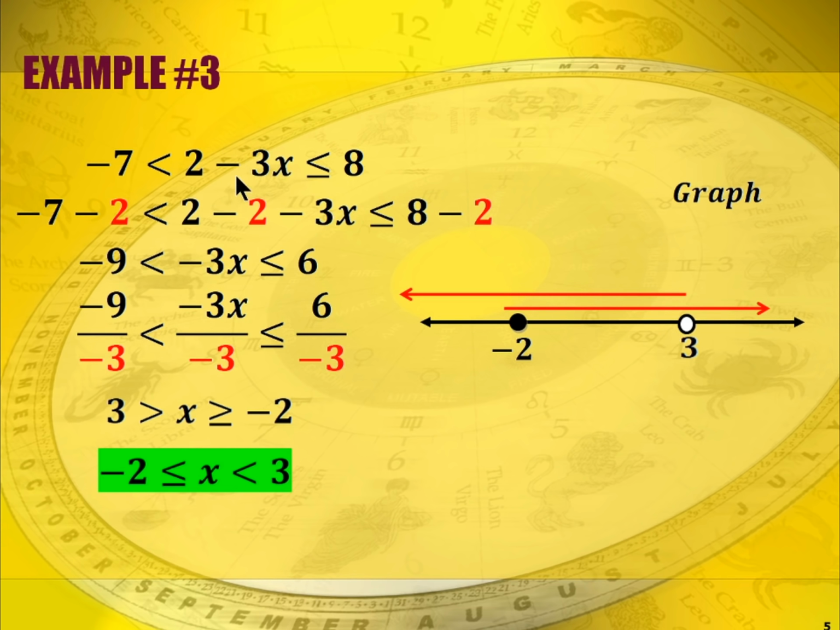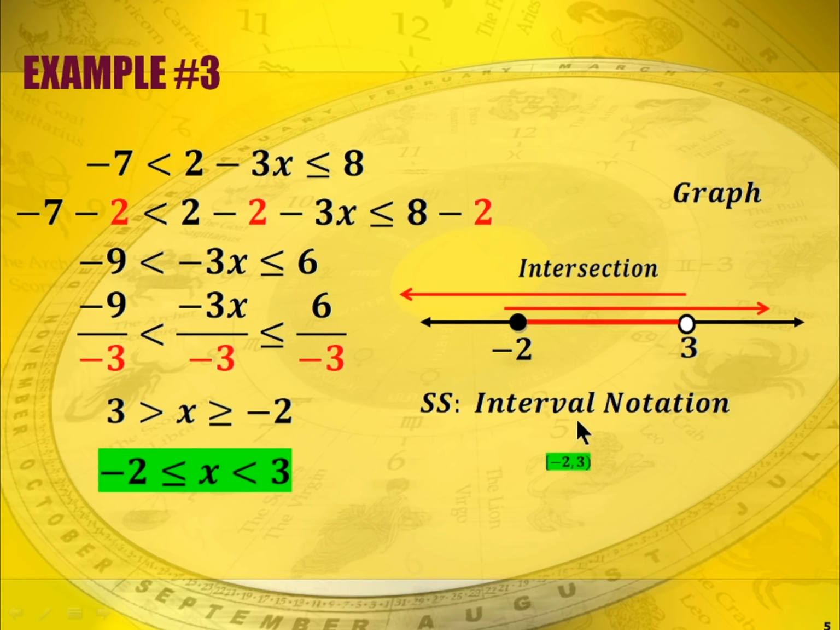Since this is AND, we'll be getting the intersection. So what's the intersection? The solution set is from negative 2 going to 3. Take note that negative 2 is included but not 3. So the solution set in interval notation is negative 2 to 3, where negative 2 is included but 3 is not included.